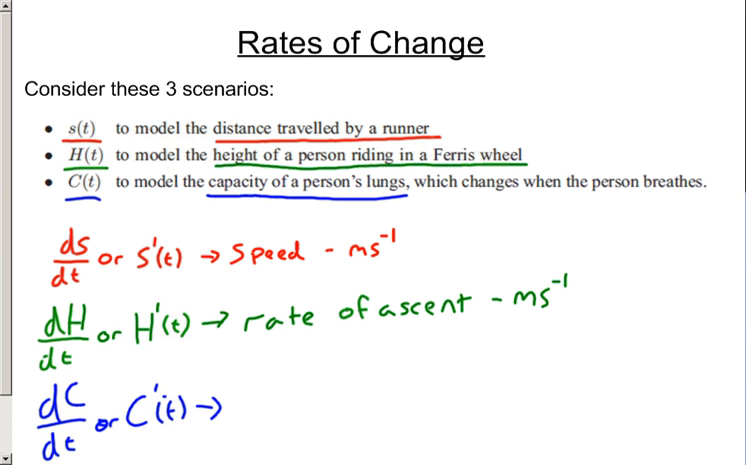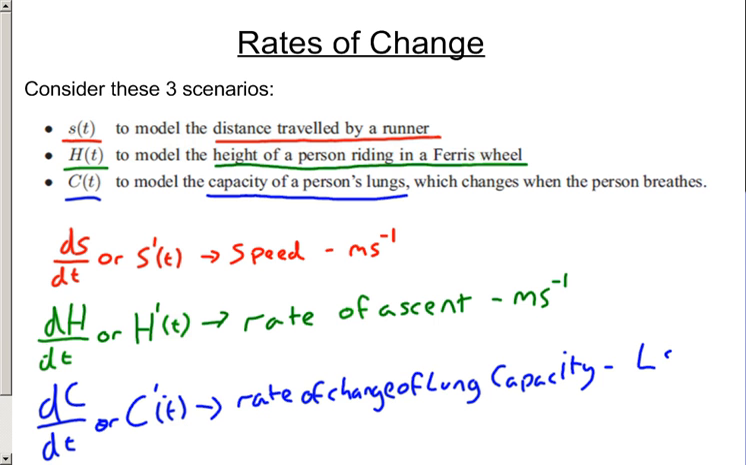And this time it's the rate of change of lung capacity. That's what this measures. It's not such a nice short word as speed here, it's the rate of change of lung capacity. This is a more general example. And this might be measured in maybe litres per second, because it's the change in capacity.